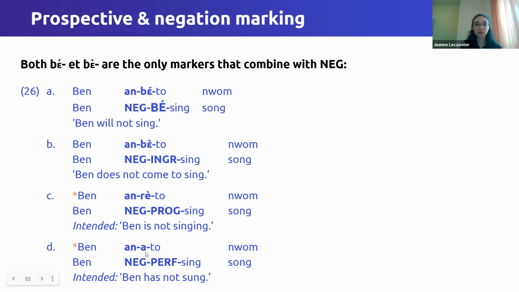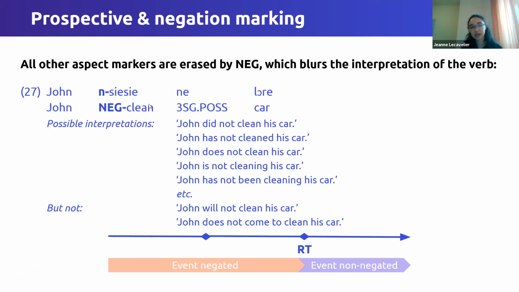And well, if you express some negation without any other aspectual marker, then, since the other marker is erased by the negation, you get some blurred interpretation of the verb. So here, "John didn't clean his car", you get just the negation, and there are multiple possible interpretations of this sentence. It could mean that John didn't clean his car, or that he hasn't cleaned his car, or that he doesn't clean his car, he's not cleaning his car, he hasn't been cleaning his car. Well, there are many possible interpretations.